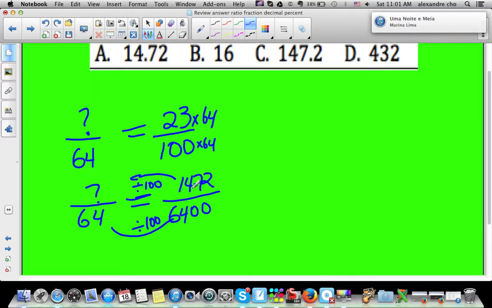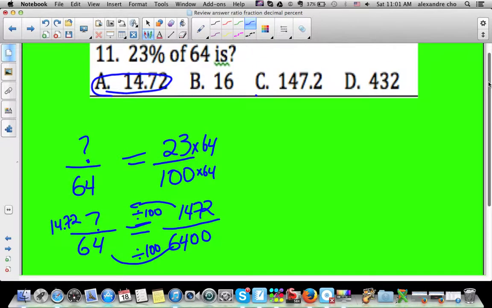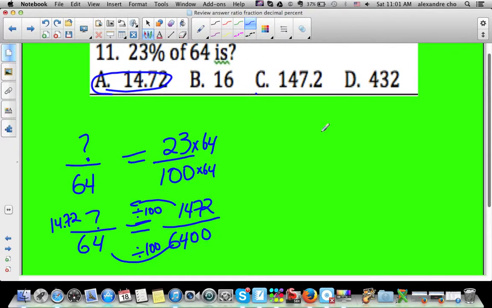1,472 divided by 100 is 14.72. So your answer is C, but no, your answer is A. That's our final answer. But I'm hoping that you are going to avoid this method and instead do the other one that we went over in class.